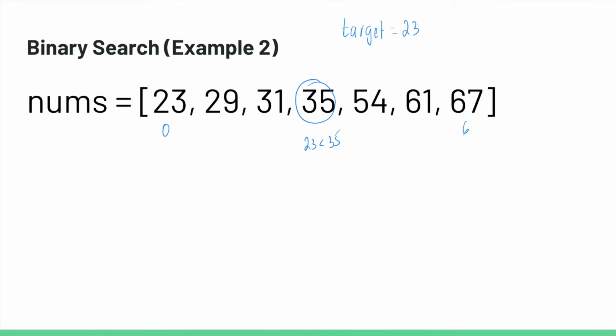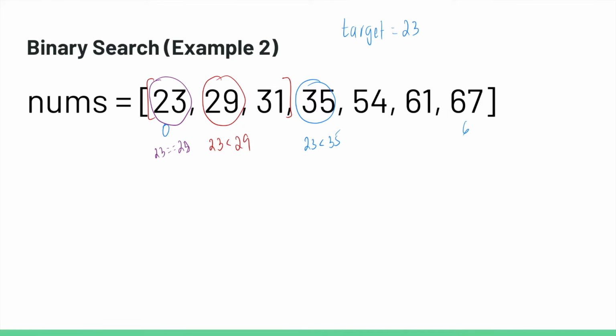So we're going to look at this portion of the array, and we'll go to the middle. 29. 23 is less than 29. So then we're going to go to our new portion right here, and there's only one element, and that's equal to 23, so we have a match.